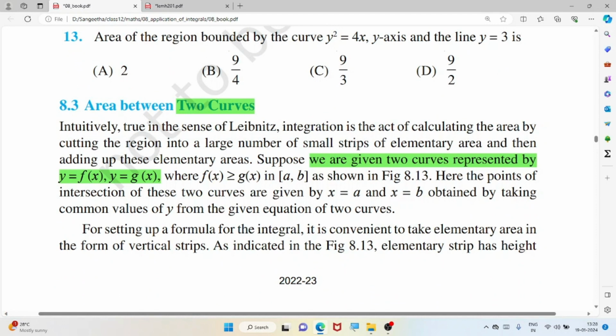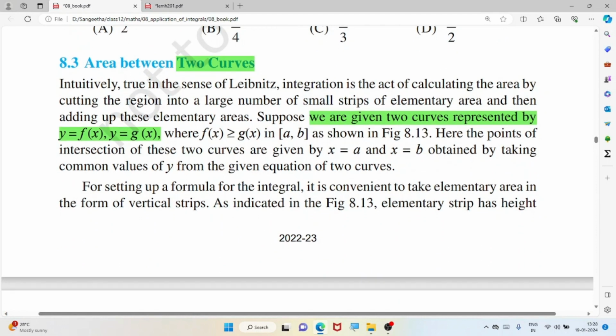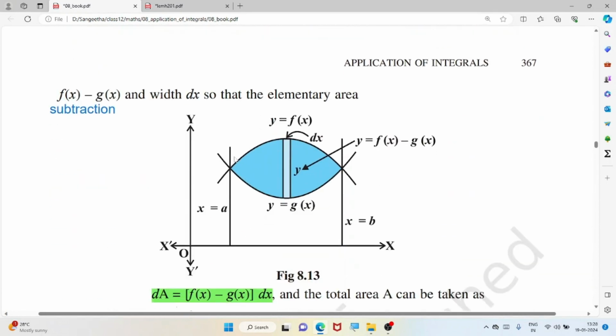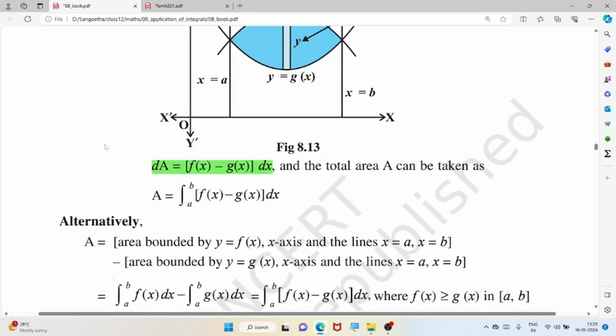Area between the two curves. We are taking two curves, f of x and g of x, and we have to find the area between them. Here we have to subtract the areas. This one curve is f of x and this is g of x, then f of x minus g of x will give this area. So we are taking the modulus, because area can't be negative.